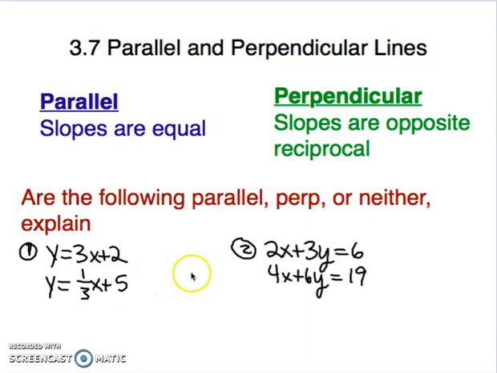If the equation is in the form y equals mx plus b, your m is your slope. So in this case right here, my m is 3. And in this case right here, my m is 1/3. 3 and 1/3 are not equal, and they are not opposite reciprocals. So these two lines would be neither parallel nor perpendicular.